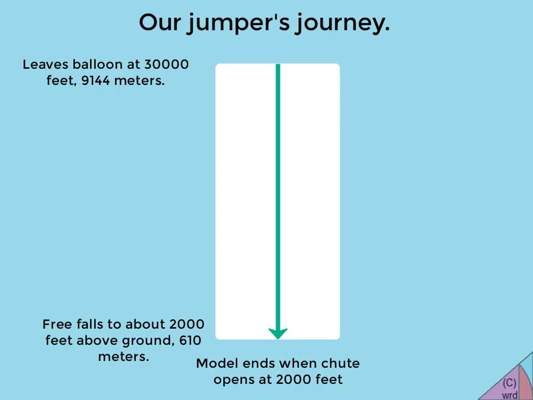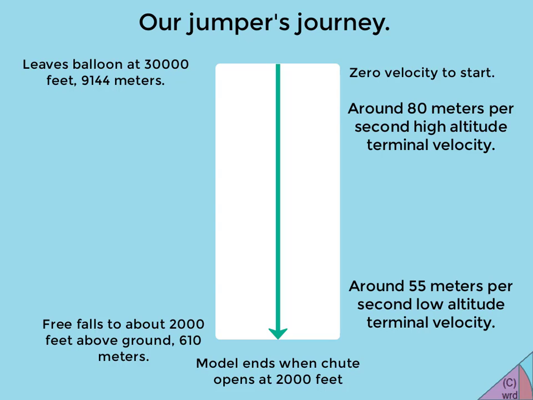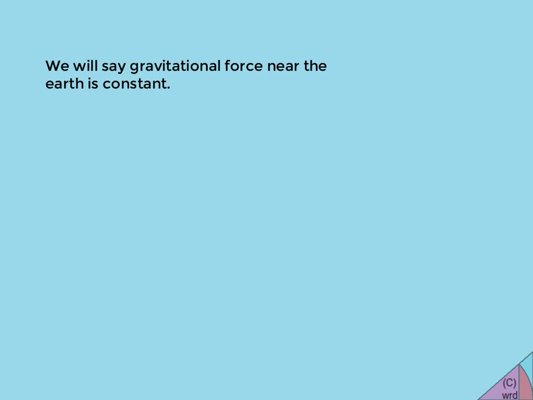level. We start with 0 vertical velocity and quickly gain falling speed up to around 80 meters per second in the upper atmosphere. Eventually we will get enough support from denser air in the lower atmosphere to slow to around 55 meters per second for parachute opening. We will keep gravitational force on any mass near the Earth as a constant.